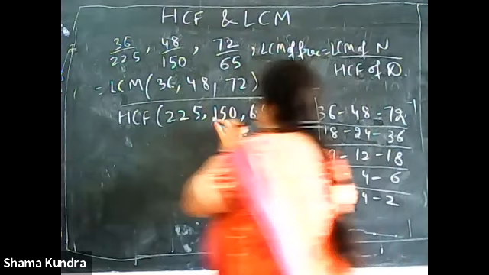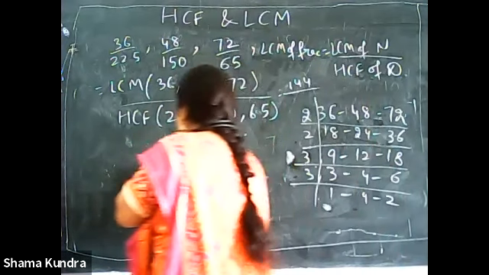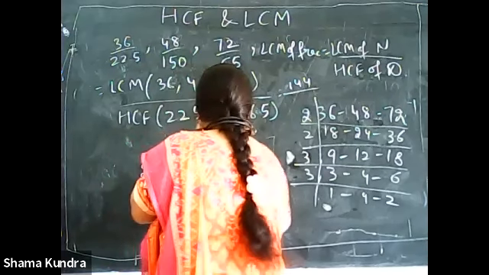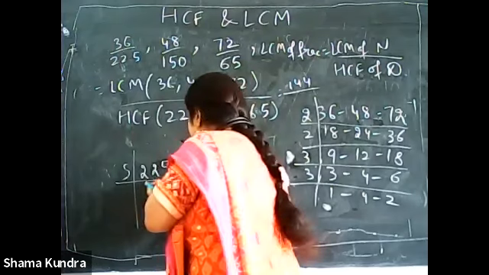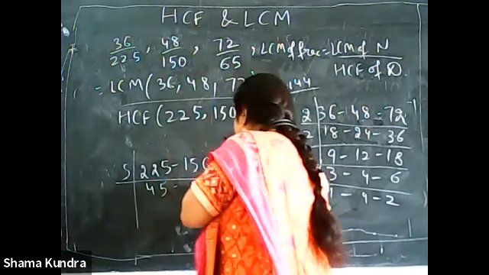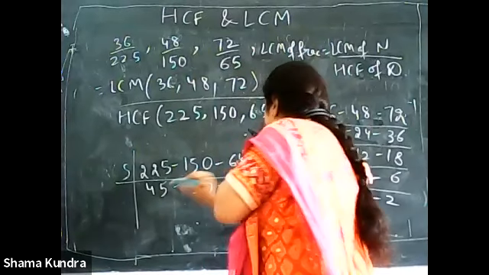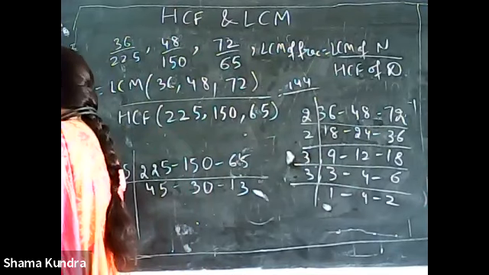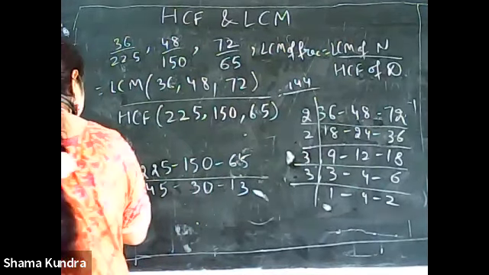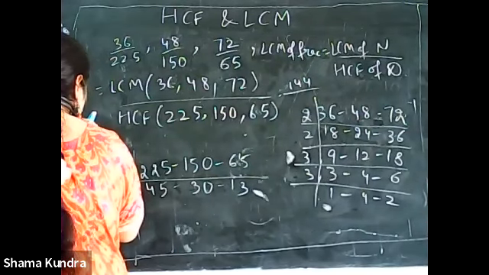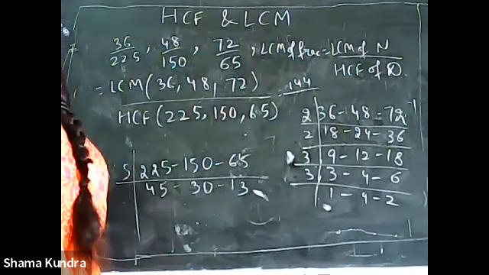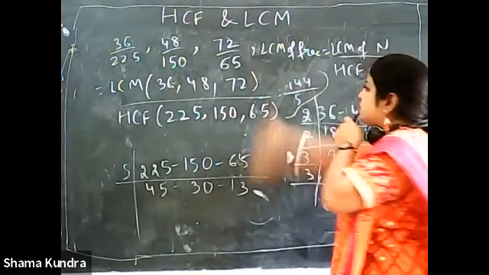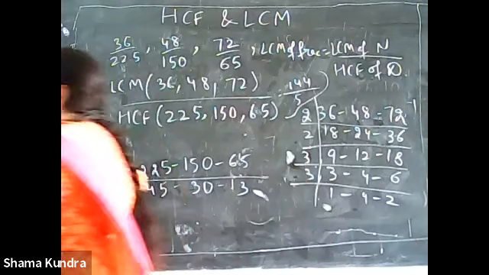Now the HCF of 245, 150 and 65. See how we can find it. Divide it by 5. 5 fours are, 5 fives are, 5 threes are, 5 ones are, and 5 threes are. Now the HCF is 5, as there is no number which can divide all these numbers. So the HCF is 5, and the answer will be 144 by 5. This is your answer. See one more example.